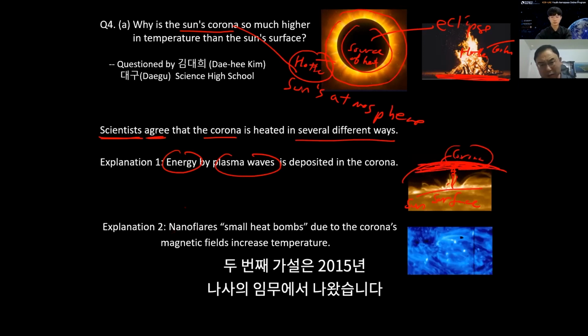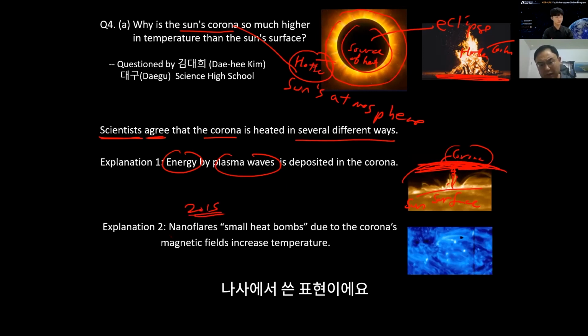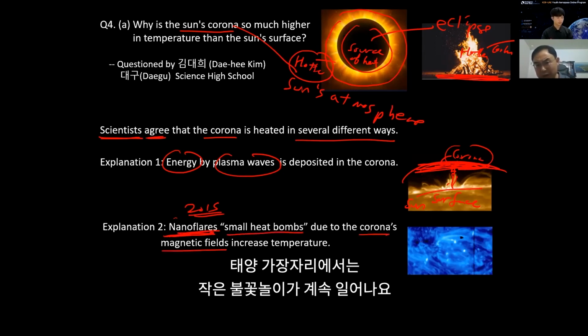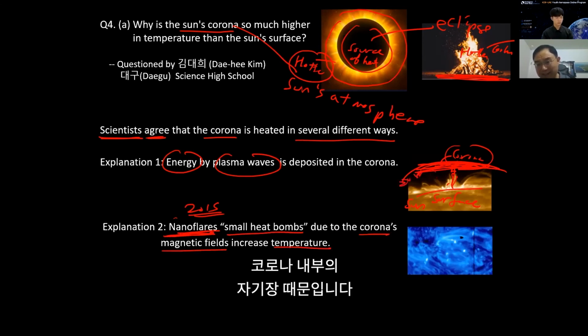Second, from 2015, NASA's previous missions, and this is NASA's terminology, we call it nanoflare. Nano means very small, like nanotechnology. Think of a small firework, a small heat bomb. It's due to the magnetic field that increases the temperature. So outside here there are a lot of small fireworks, due to the magnetic field in the corona. So these are the accepted arguments, even though we're not 100% sure.